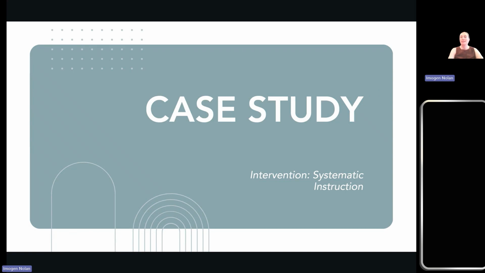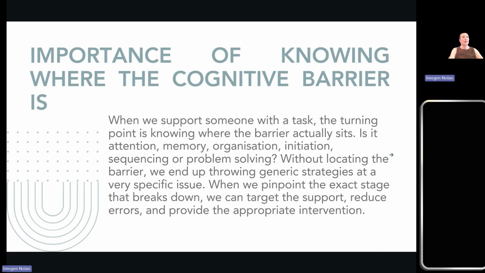A case study specifically around the intervention of systematic instruction. I wanted to reiterate the importance of knowing where the cognitive barrier is. When we support someone with a task, the turning point is knowing where the memory actually sits. Hopefully you've already done the cognitive hierarchy and understand that we have various cognitive skills and we need to determine where the actual barrier is. It could be attention, memory, or up in our executive function, our higher level function.